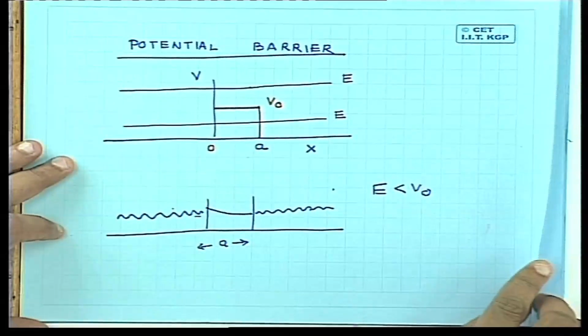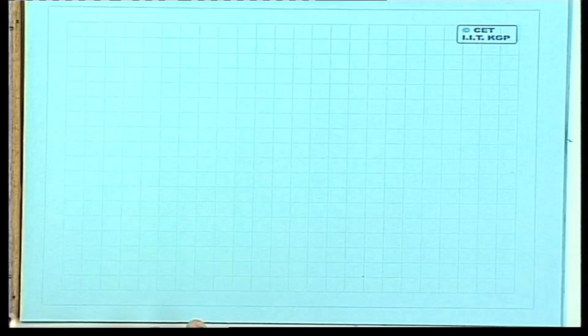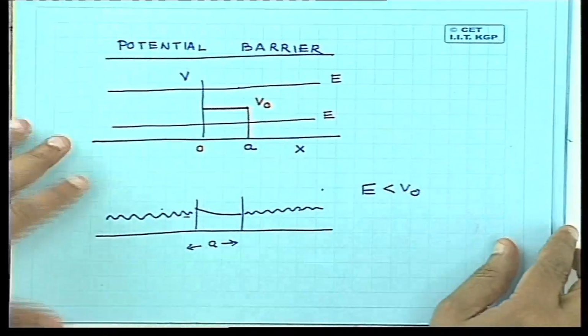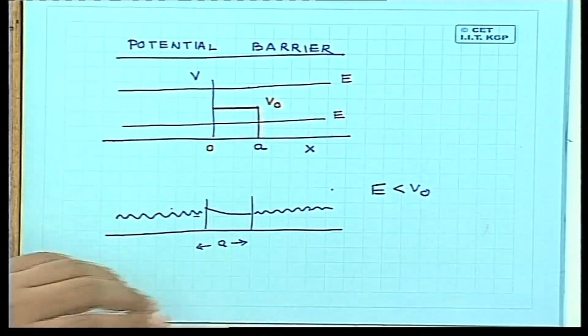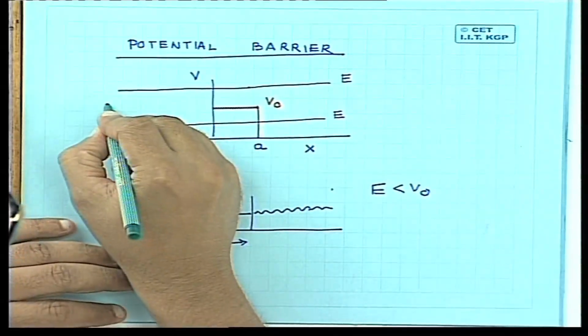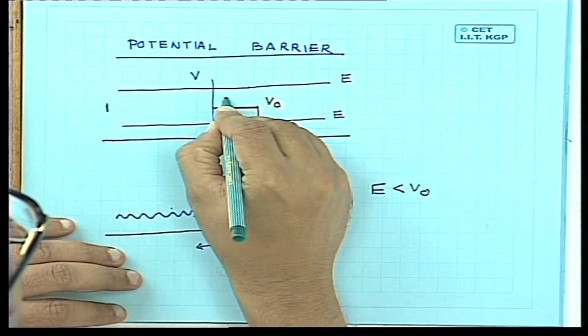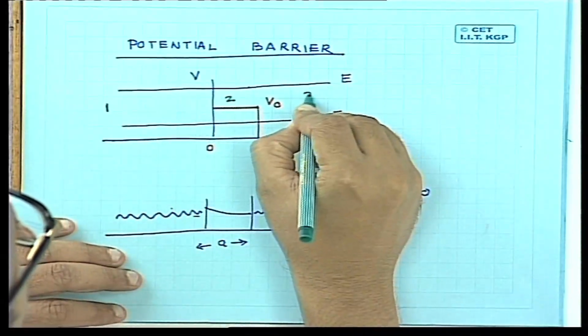Now let us do the calculation. Let us look at the picture first a little carefully before going on to the calculation. We can call this region 1, and this region 2, the same notation, and this region 3.